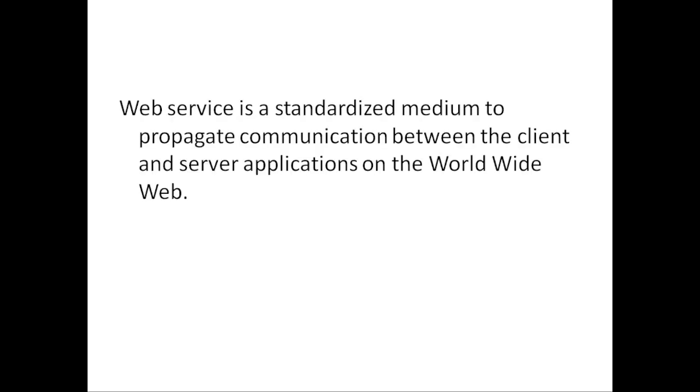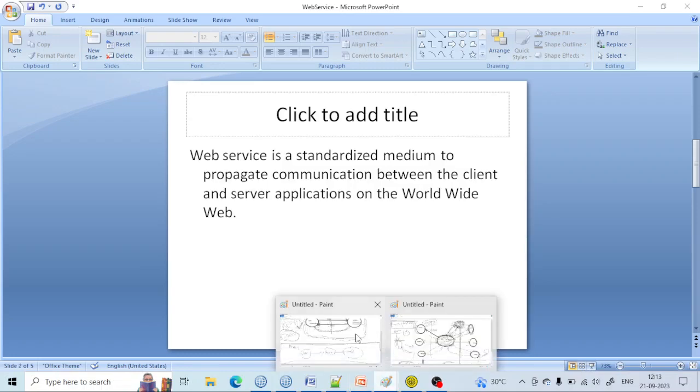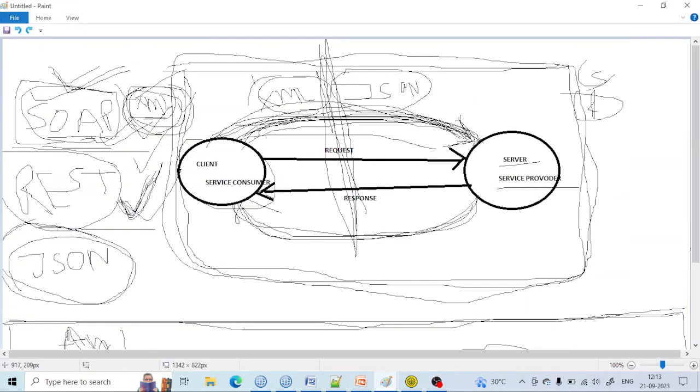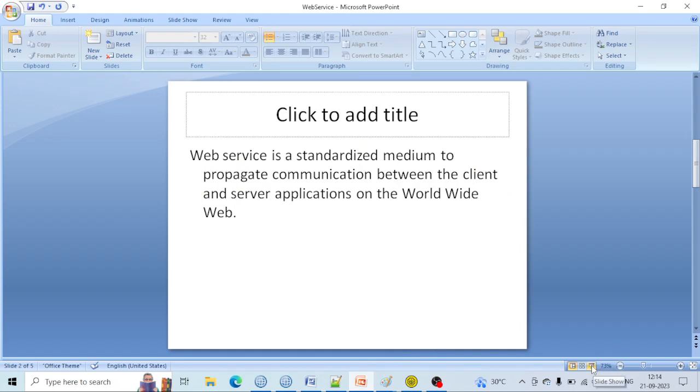Okay, let's again come to the definition of the web service. A web service is basically a medium to communicate between the client and the server. If the client wants some information, the client will request it from the server, and the server will reply back with a response to the client. This is basically a request and response scenario, and it all happens over the internet.